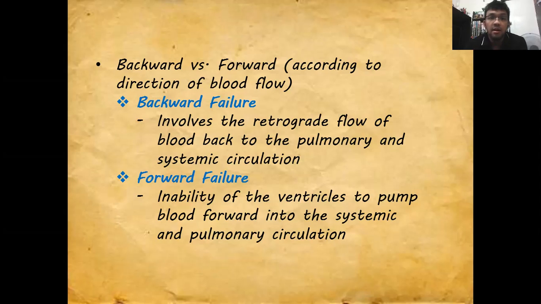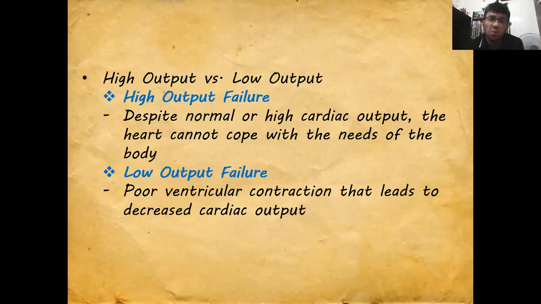Backward failure involves the retrograde flow of blood back to either the pulmonary or the systemic circulation. So it goes back, like what I've been talking about for the past few minutes. Or there's forward failure. It's the inability of the ventricles to pump blood forward into the systemic and pulmonary circulation. So the tendency is for the blood to be stagnant in those structures, because it cannot move the blood forward because of the weak ventricles.